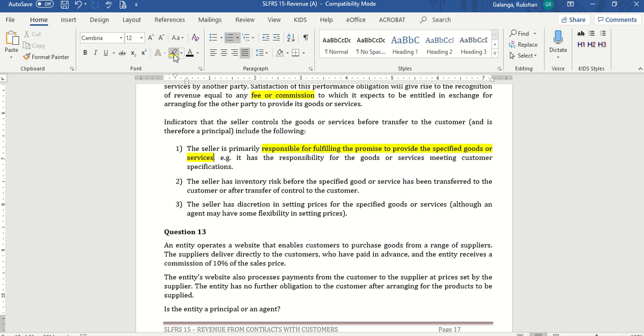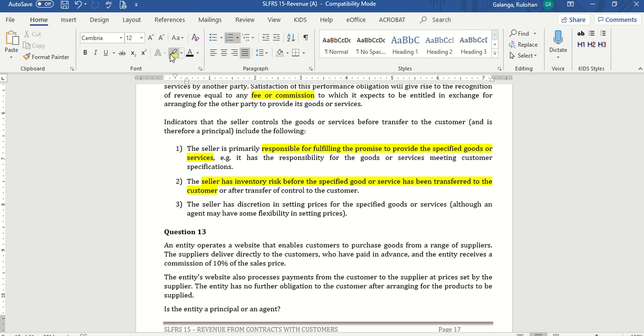So when ordering through Uber Eats, who agreed to deliver us the goods? Is it Uber? No, that particular restaurant, right? So he is the one who is responsible to fulfill the promise. If that is the case, you can recognize him as the principal. Second one, the seller has the inventory risk before the specified good or service has transferred to the customer, or sometimes maybe after. Who has the responsibility? The inventory risk is with the seller. If the seller has the inventory risk, we call him a principal.